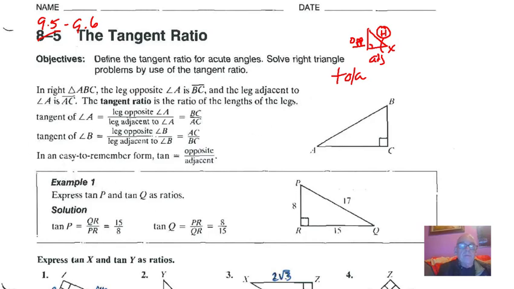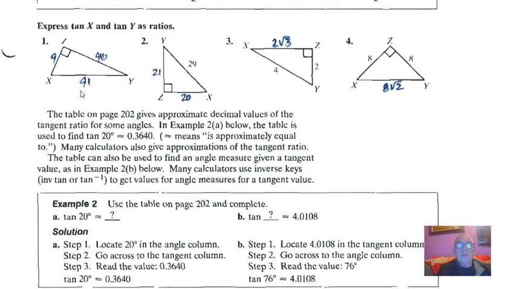So let's see what we got. So we want to just write the ratios that go with these. Most of these are most likely tangents. We want to do tan x and tan y. So here's angle x. Here's the hypotenuse. The adjacent side to x is the 9. The opposite side is the 40. So tan x equals opposite over adjacent equals 40 over 9. Be careful you don't get those backwards.